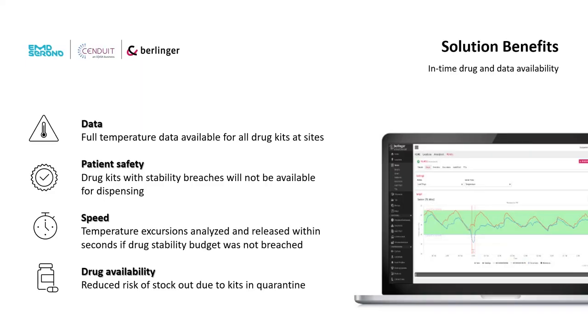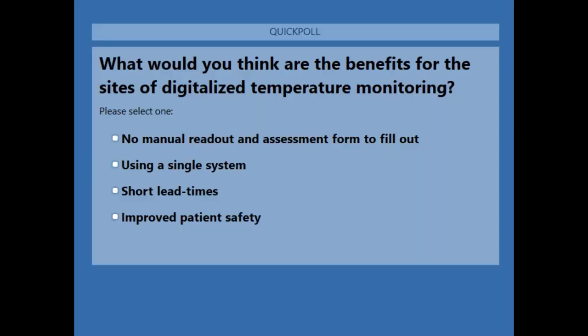I'm going to launch our second poll question, and our audience members should see it appear on their screen right now, and there it is. Just like before, I'll give you 45 seconds to complete this poll question. The question is, what would you think are the benefits for sites of digitalized temperature monitoring? Please choose 4 from the below. You have your options there: no manual readout and assessment form to fill out. Option 2, using a single system. 3, short lead times. 4, improve patient safety. Please go ahead and cast your votes now, please.